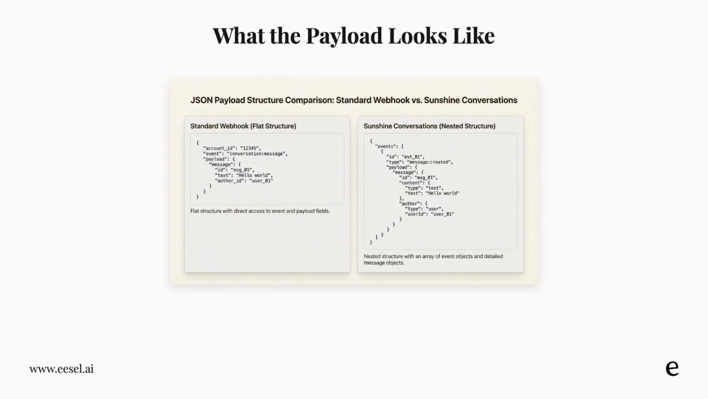When a conversation is created, Zendesk sends a JSON payload with a flat structure containing the conversation ID, source channel, and the associated ticket ID. These 3 fields are what you'll use to route, log, or trigger downstream actions in your system.